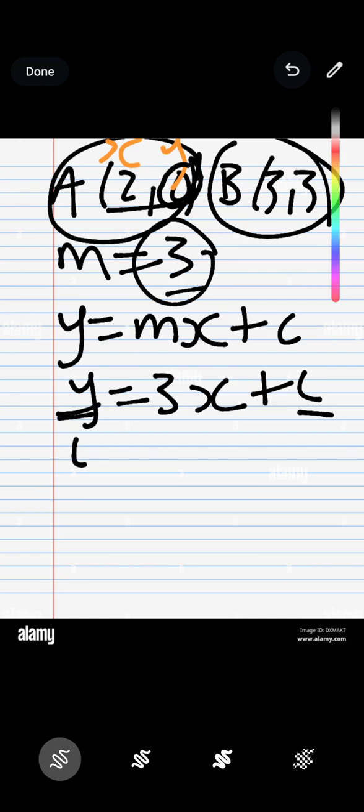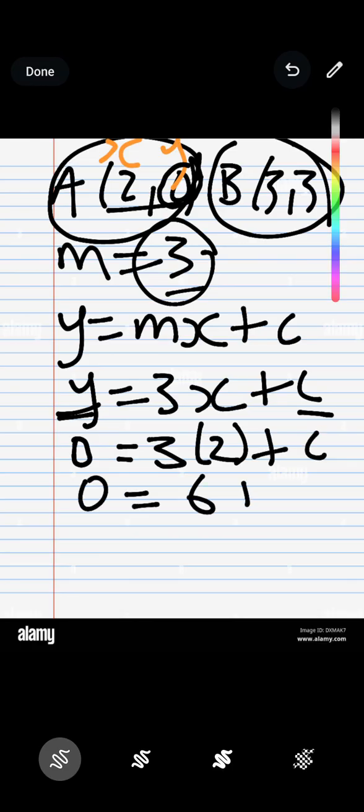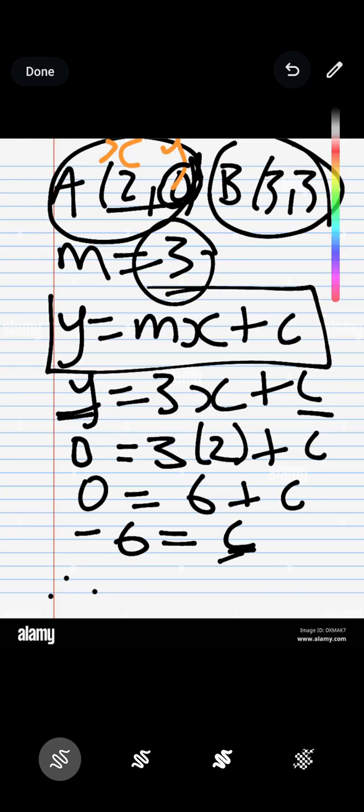Okay, so where there's Y, we write 0 equals 3. Then where there's X, we put 2 there, plus C. So it will be 0 equals 3 times 2, 6, plus C. 6 can go the other side, it becomes negative 6 equals C. Therefore, we have the C now. So we can rewrite this. Where there's M, we put the gradient. Where there's C, we put the C.